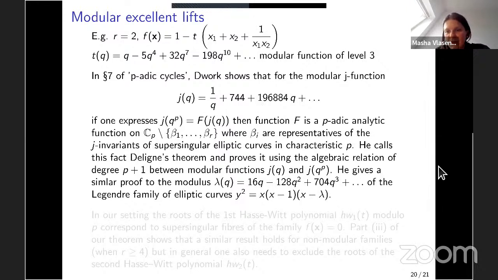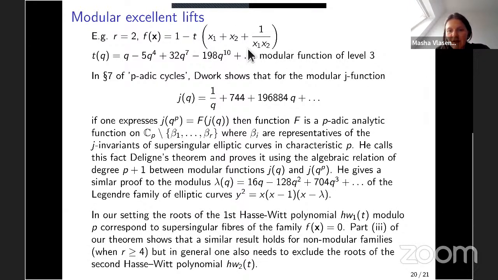If you look at our theorem from the previous slides, of which this is a particular case, then the first Hasse-Witt polynomial corresponds to supersingular fibers of the family. And the last part of the theorem is a generalization of Dwork's results, which goes beyond modularity. For r greater or equal 4, our families are not modular. Differential operators are not modular. And the outcome is that in the general case, we just have to add the second Hasse-Witt polynomial to approximate these excellent lifts as rational functions.